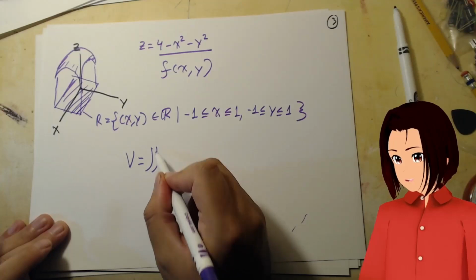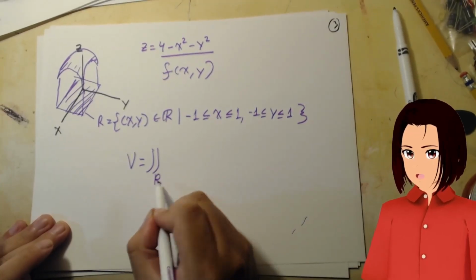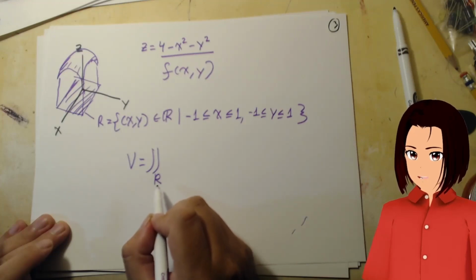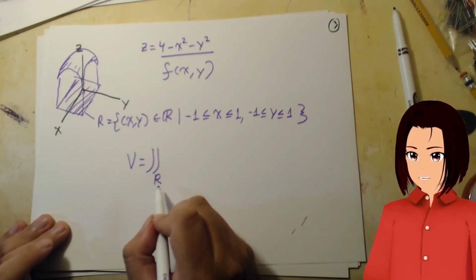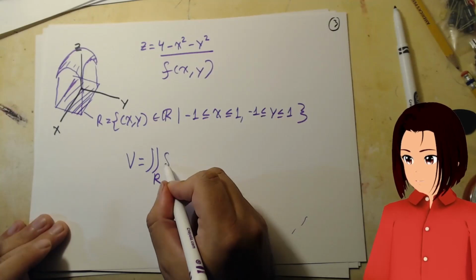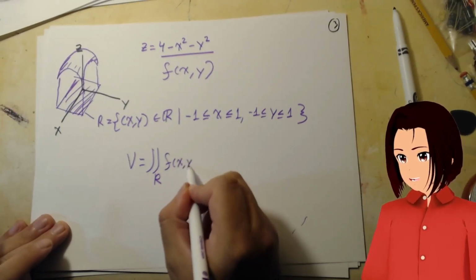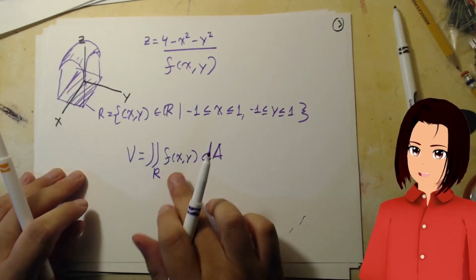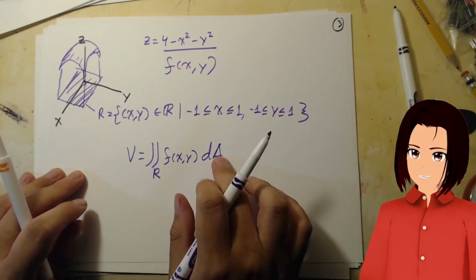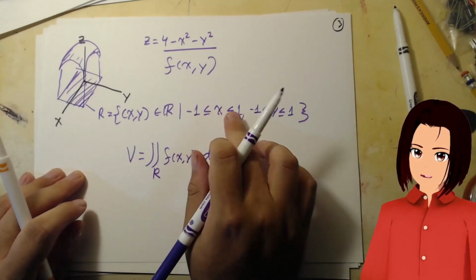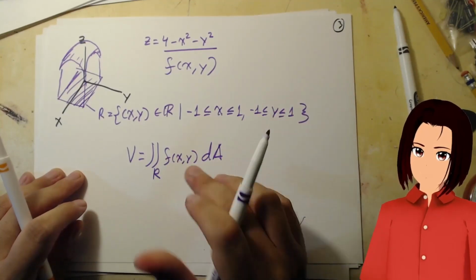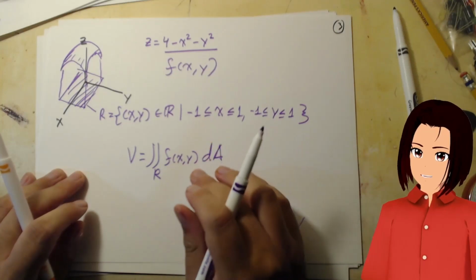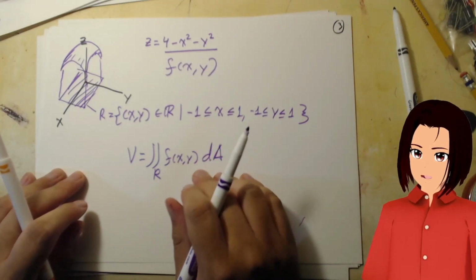we're integrating across R. Sometimes this is written as D, but right now we're going across R, the base, and we have our function of x and y across some dA. So we have this, and we know our dA. It's going to be the y and the x. We could switch it around, but we're not going to.